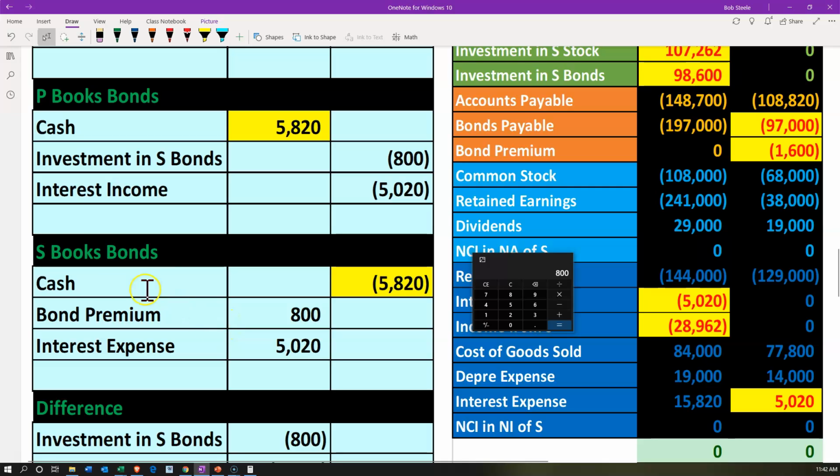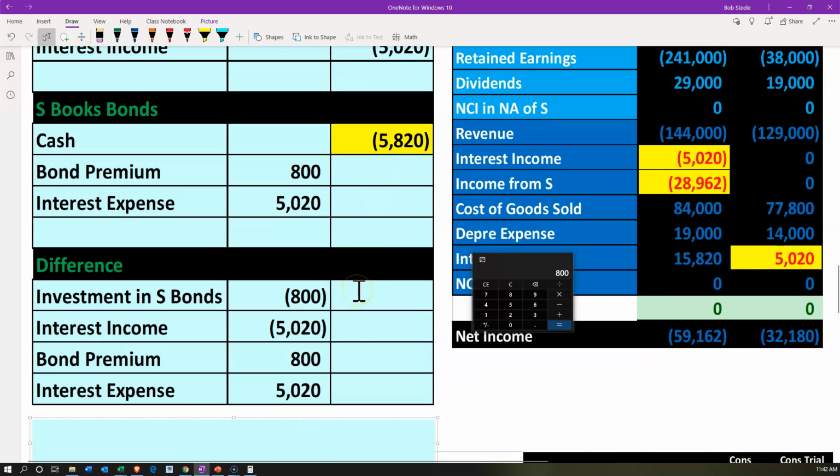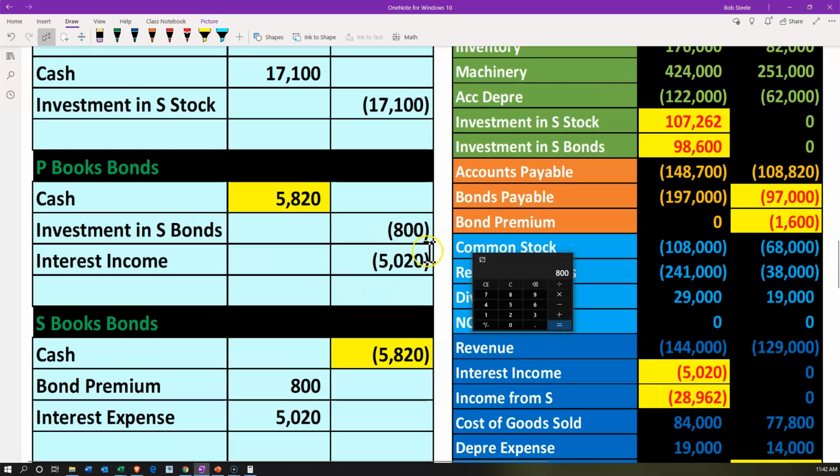We could eliminate the entire thing. We could say, hey, you issued bonds to yourself. You got to eliminate the whole thing, right? We could do that, but we're going to simplify this and say, okay, how can we do this as easily as possible? Well, the cash nets each other out once we consolidate, and then we're left with these 4 accounts, that being the investment in S bonds, the interest income bonds, the bond premium, and the interest expense. Now, the bond premium and the investment in bonds are going to be included in the permanent accounts up top. They'll be included up here.